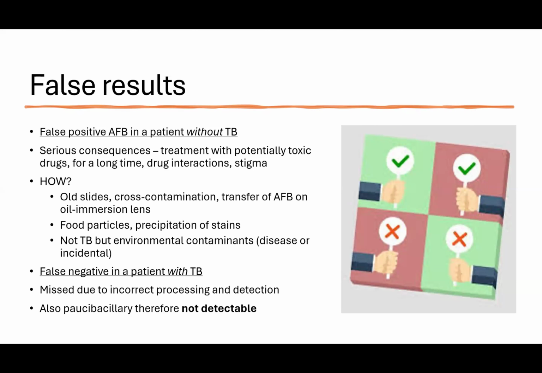And how would this happen? The false positives, there might be old slides. Perhaps there's still marks on the slides. Cross-contamination when you're processing a lot of samples. Maybe the bacilli move from one to the other slide. And also transfer of AFB on that oil immersion lens. Also, if there were food particles in the specimen, and then precipitation of stains. So sometimes if it's unevenly distributed, it might actually look like an organism that's not really there.